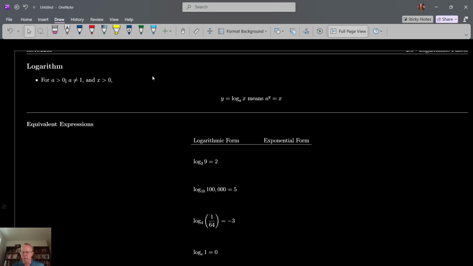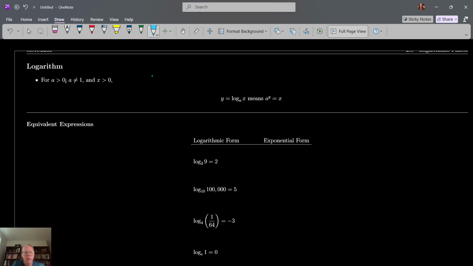All right, so this section is on logarithms, logarithm functions, and getting these ideas out. So, logarithm, basic definition. These are related to exponential functions. In fact, a logarithm is the inverse of an exponential function. We'll talk about that when we get to the graph.